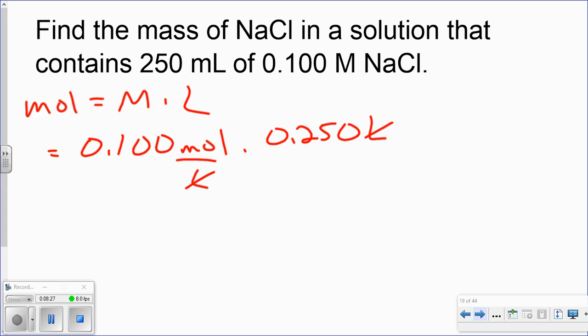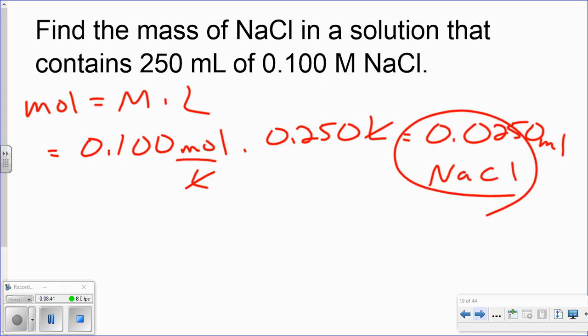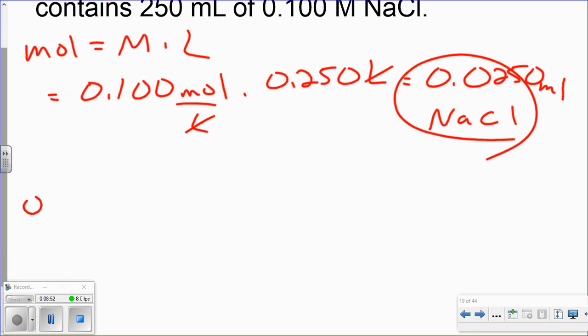Again, if you can do some quick math, you're going to move the decimal point to the left, but it doesn't matter. Throw it in your calculator. You'll end up with 0.0250 moles of NaCl. Okay? Now, that's not quite our answer, though. That's only in moles. Okay? So now we have to convert to mass. Okay, it says find the mass. So always be careful and make sure you know where you're at in these problems.